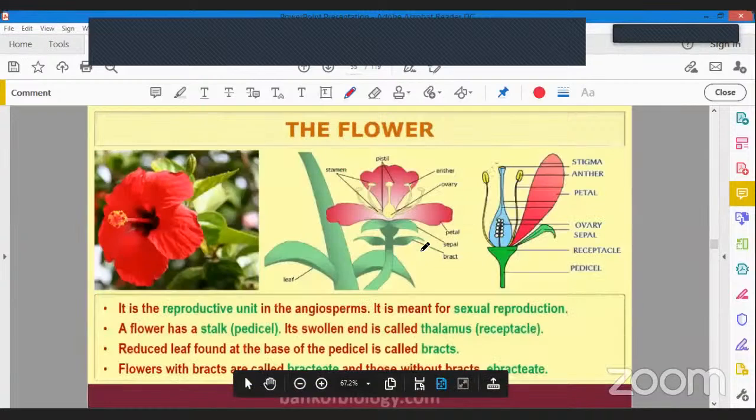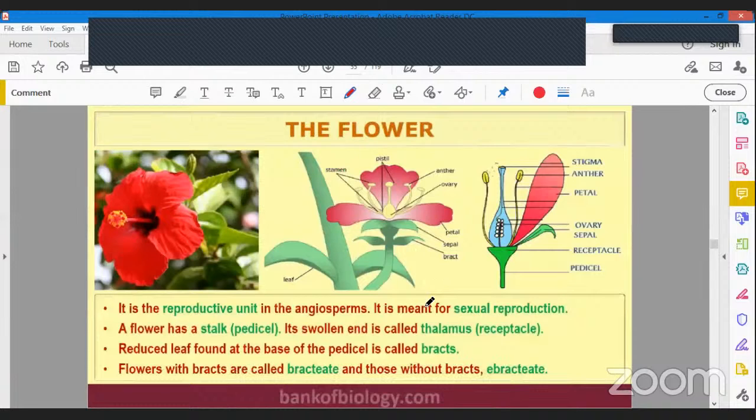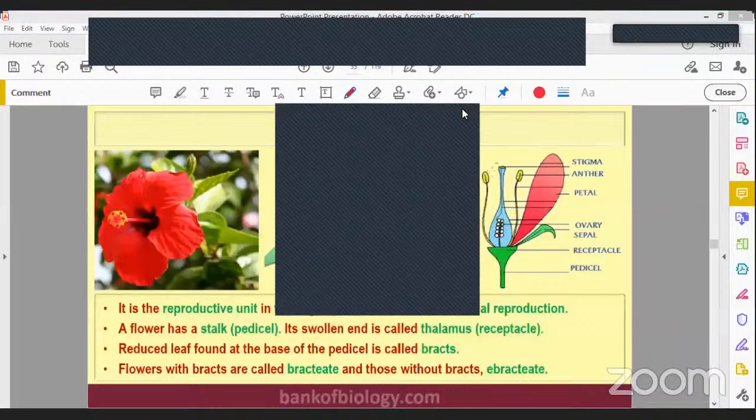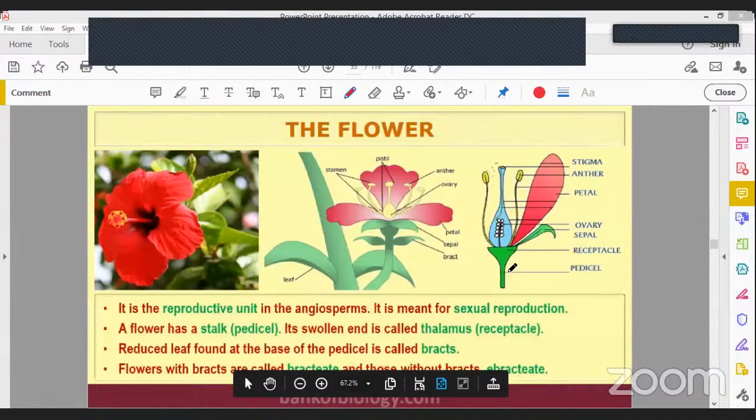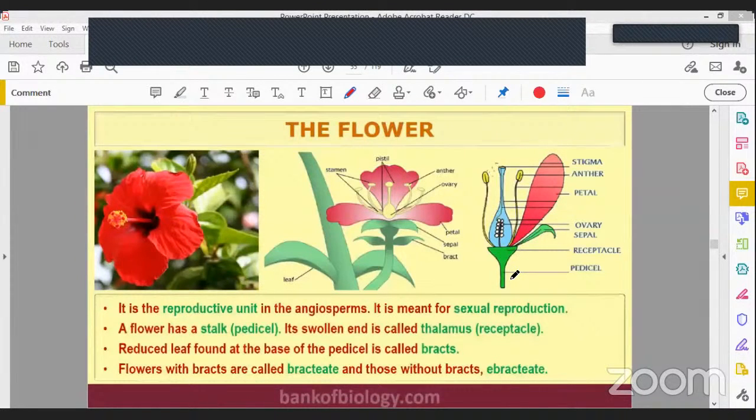Done. So we go to the next part, that is the individual flower. A flower is a reproductive unit of the angiosperms, and it is meant for sexual reproduction. So here a flower has a stalk or a pedicel. Can you see here? This is the stalk or the pedicel. So in a leaf we have a petiole, in a flower we have a pedicel. Here they have a thalamus, a swollen end, which is called the thalamus or the receptacle.